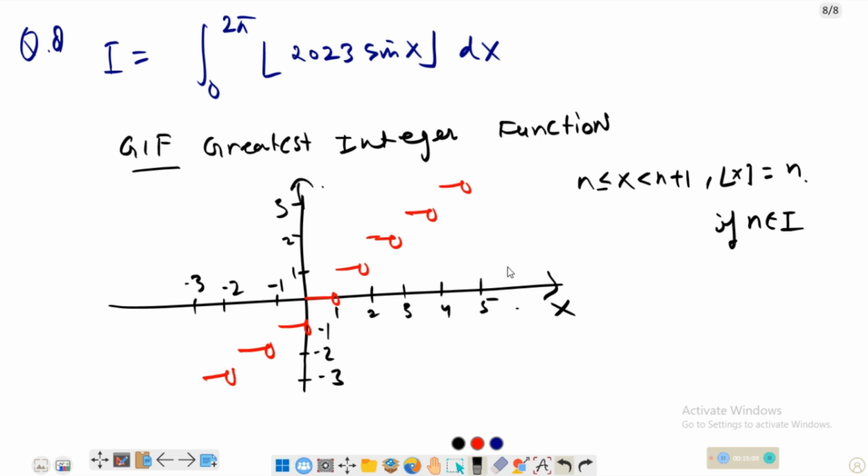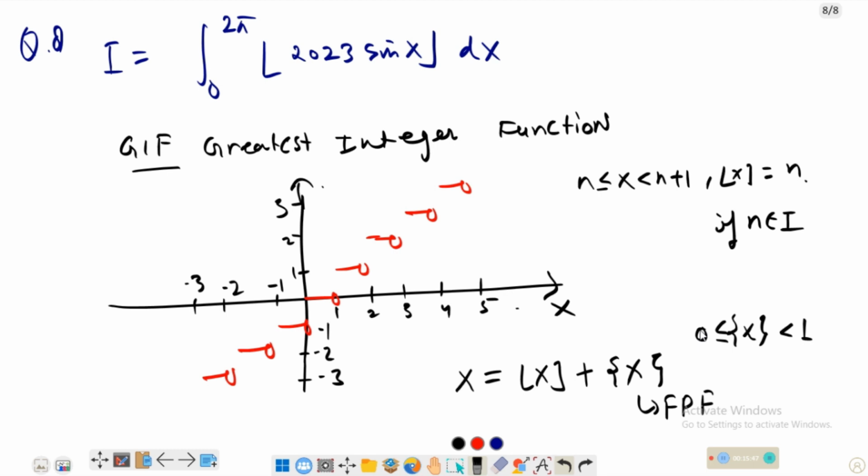So here there are two ways to solve this integral. First is via the pattern, and second is to plot this integral using the fractional part function. Since we know that every real number x can be written as the sum of the greatest integer function plus the fractional part function, which lies between 0 and 1. So the first method I apply.